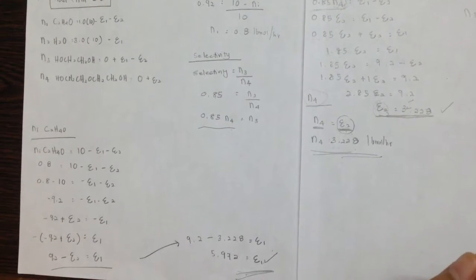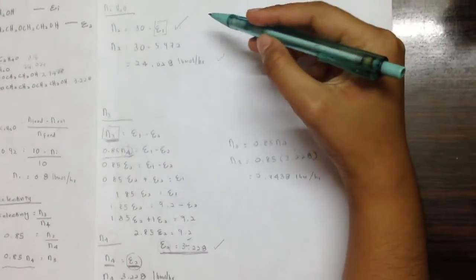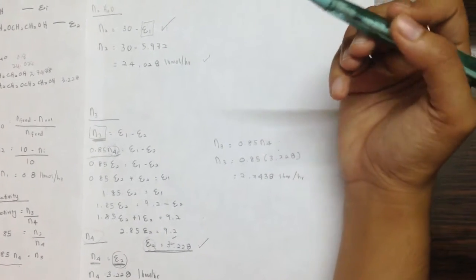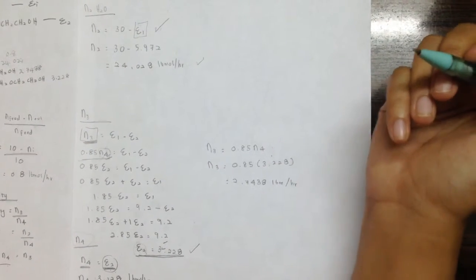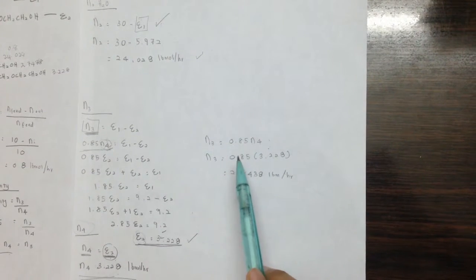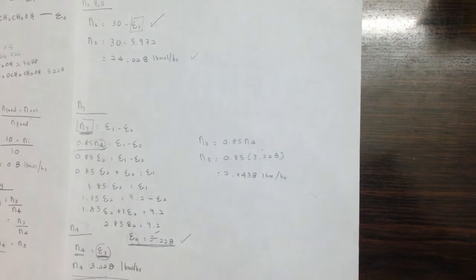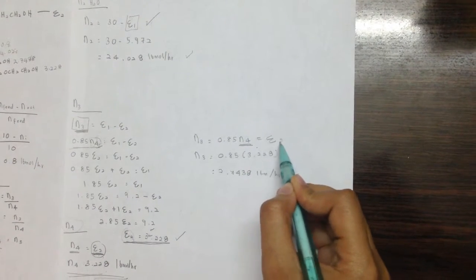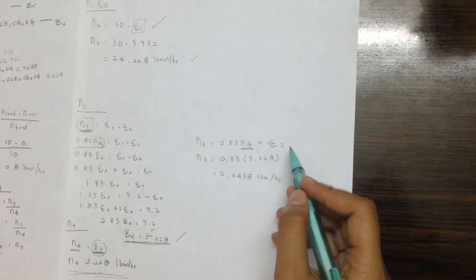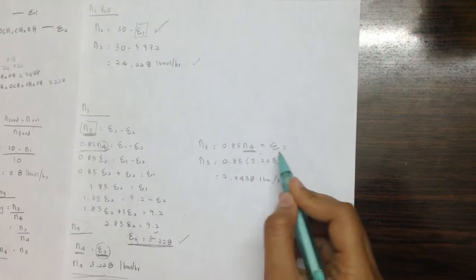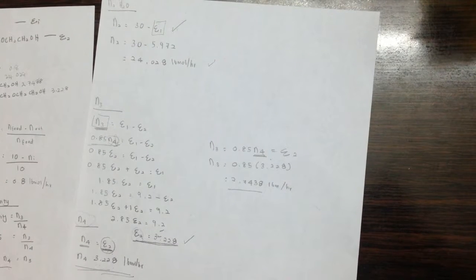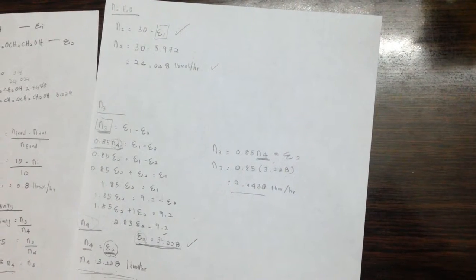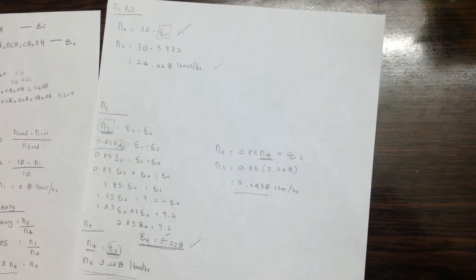So now we get the value for chi1 and chi2. We use the value for chi1 to get the N2. So the value for N2 is 24.028. Then we can also get the value for N3. We know that N3 is equal to 0.85 N4, and the value for N4 is equal to chi2. So we replace the value chi2, which is 3.228, in N4. So we get the value for N3, which is 2.7438. So now we get the value for N1, N2, N3 and N4.